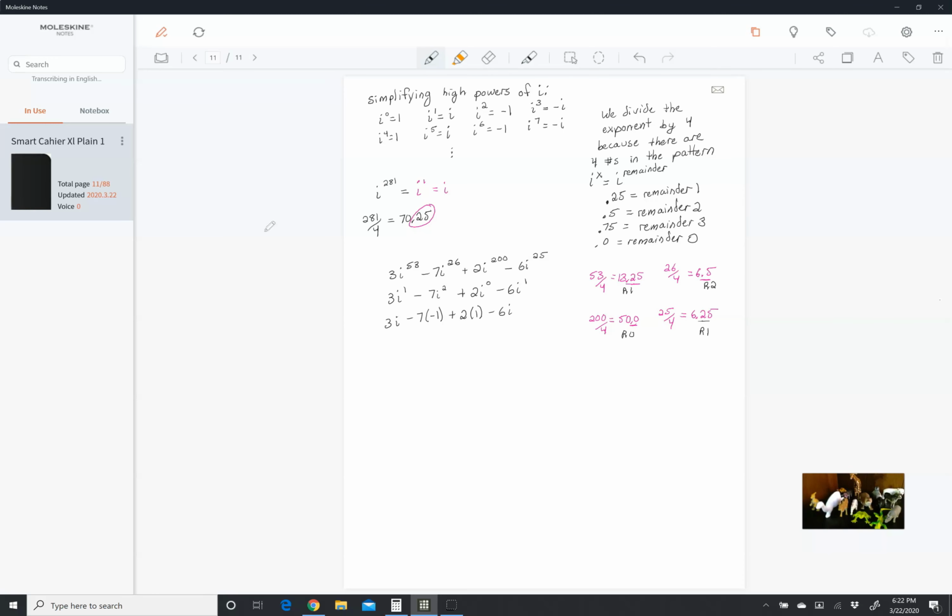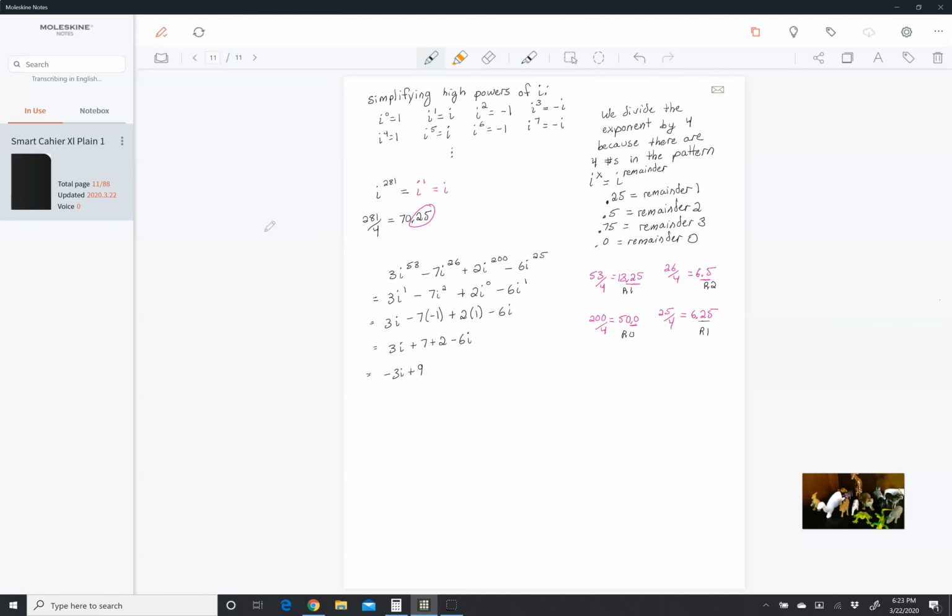So if we just simplify this, again, I'm putting in extra steps here. 3i plus 7 plus 2 minus 6i. So now it's just combining like terms. 3i minus 6i is -3i plus 9. Okay. And there's a little bit of space left on the page. You're probably going crazy right about now, but I'll do an extra example. You can always stop watching if you really get it.